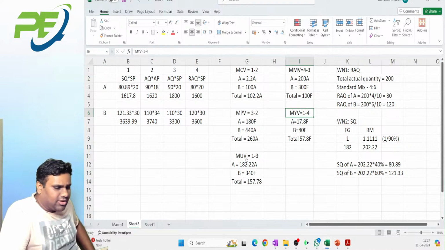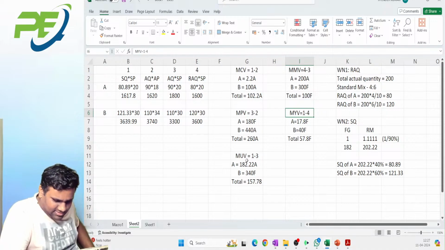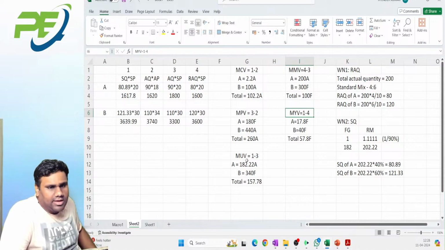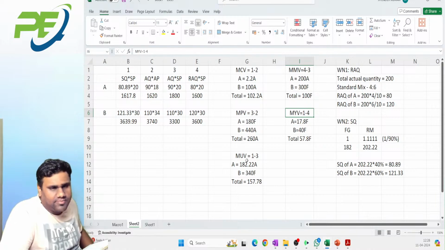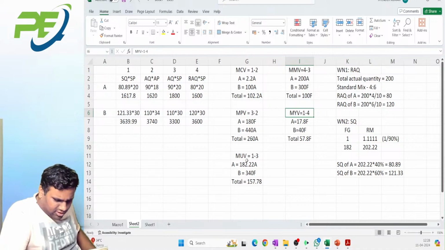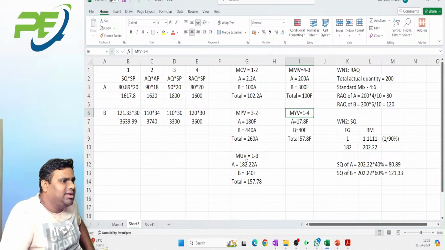Mix variance is column 4 minus column 3. Difference between 4 and 3 is not the price, comma, not the quantity, but is the mix.